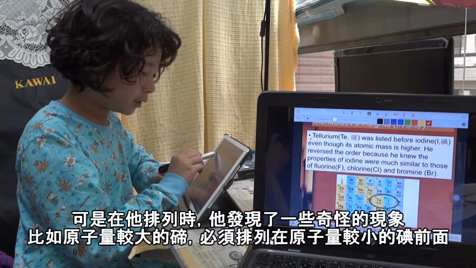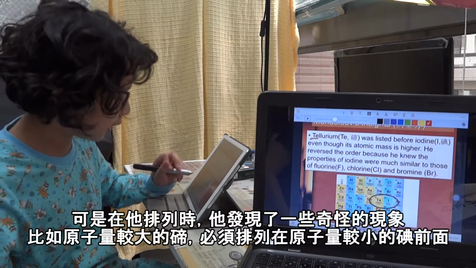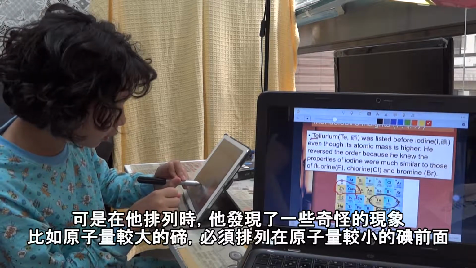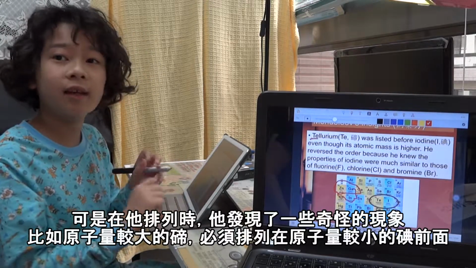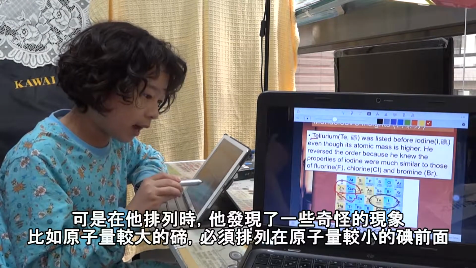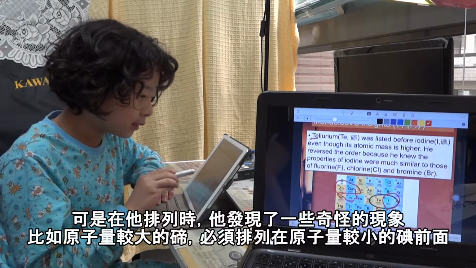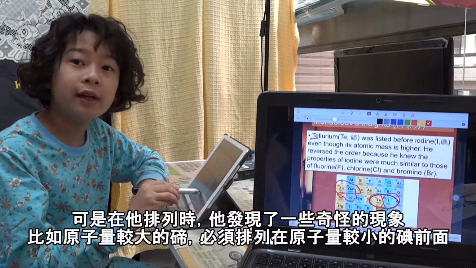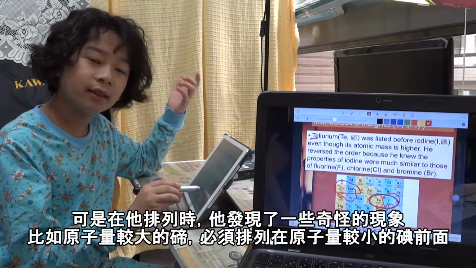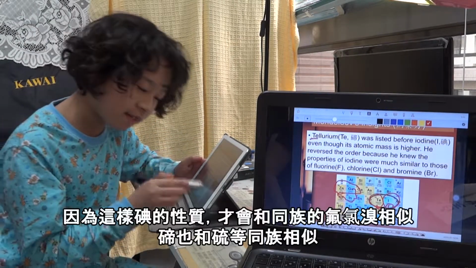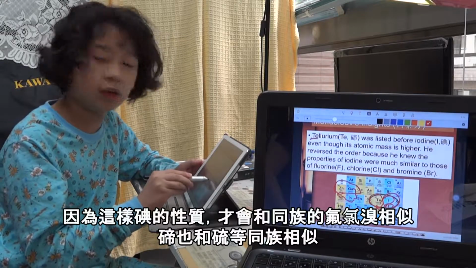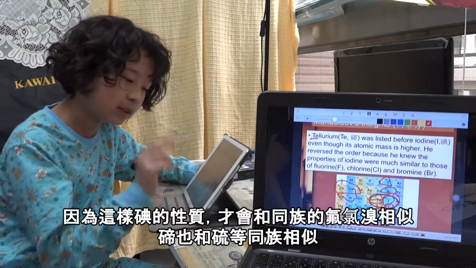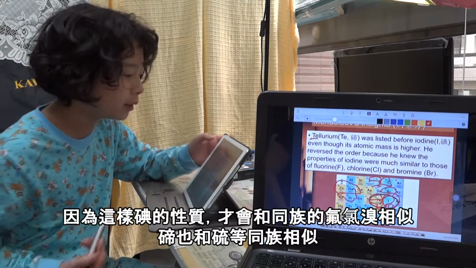So first, there are some problems. Like this, you can see this. The right side should have greater atomic mass than the left side. But he arranged iodine and tellurium on the right side, even though tellurium has greater atomic mass than iodine. But he still arranged it like that because he thinks iodine has similar properties to chlorine, Br, and At, and Te has similar properties to silicon, Se, or other elements in the same groups.